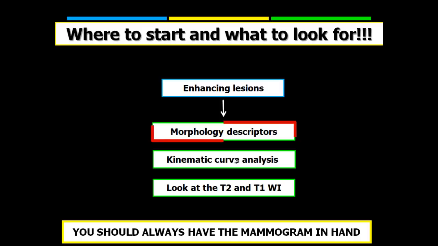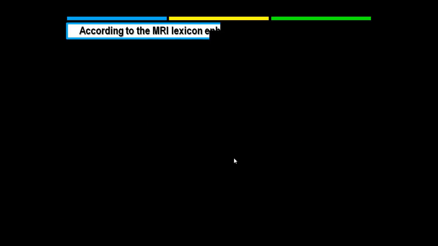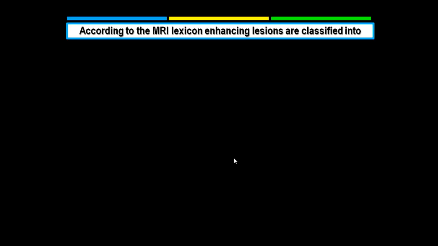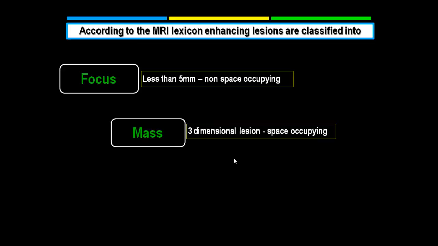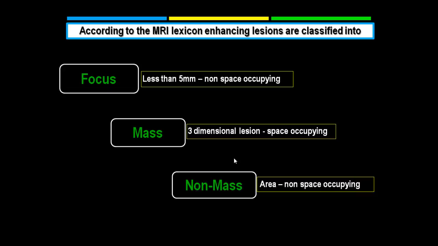And now we'll start by discussing the morphology descriptors of enhancing lesions. According to the MRI lexicon, enhancing lesions are classified into focus, which are lesions less than 5 millimeters and non-space occupying; mass, which is a three-dimensional, space-occupying lesion; and non-mass, which is an area that is non-space occupying.